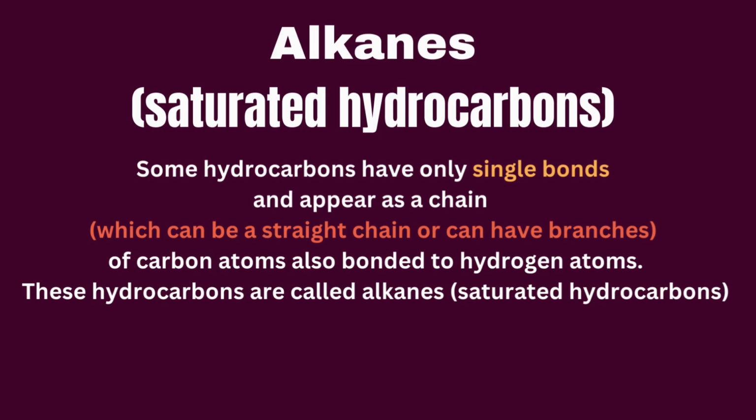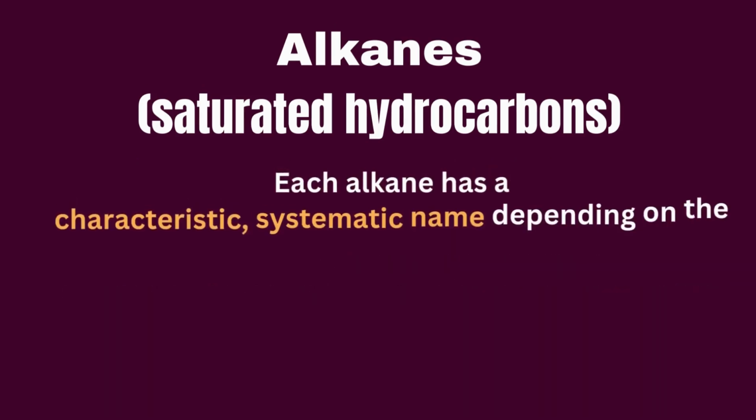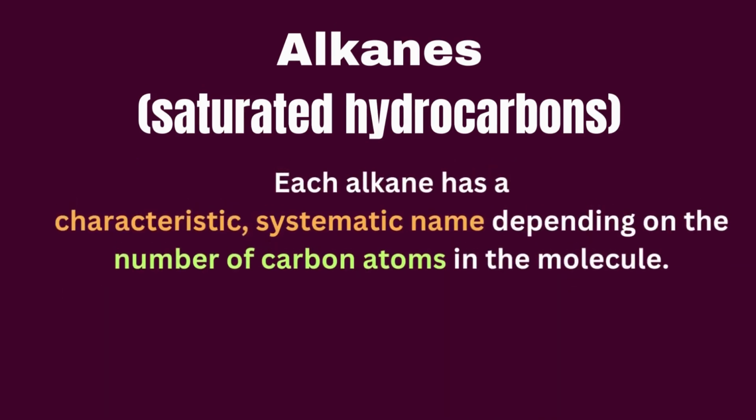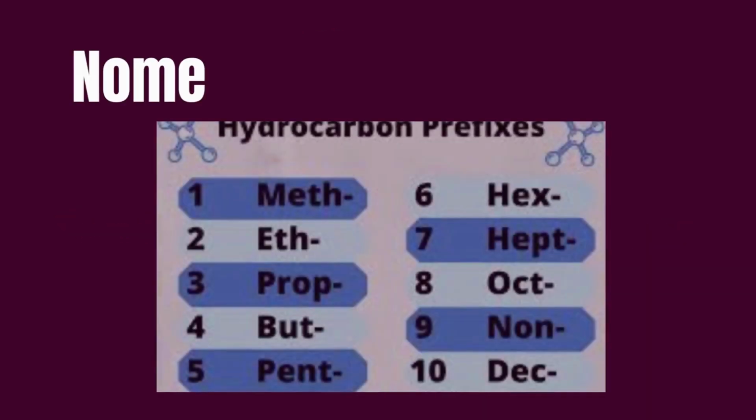In hydrocarbons, basically two elements are present, carbon and hydrogen atoms. These are called alkanes. Each alkane has a characteristic name. The names given to alkanes depend upon the number of carbon atoms present in a molecule. Now we study the nomenclature of alkanes.